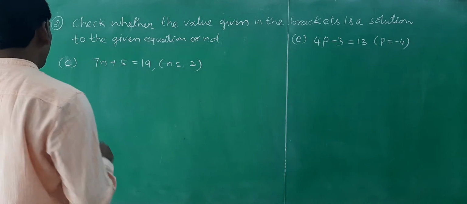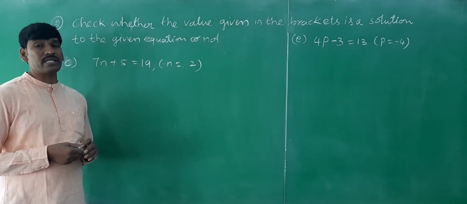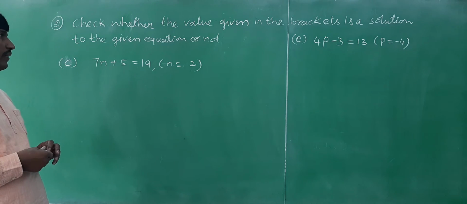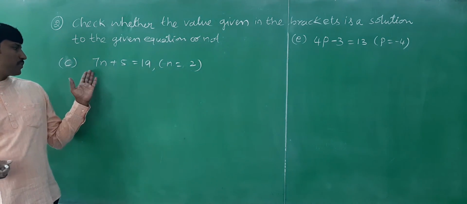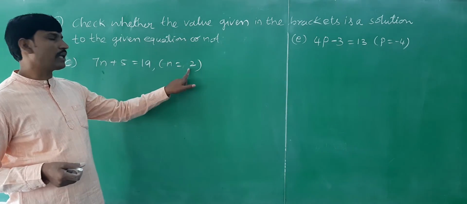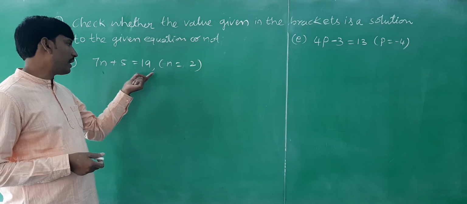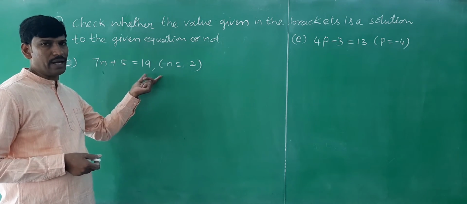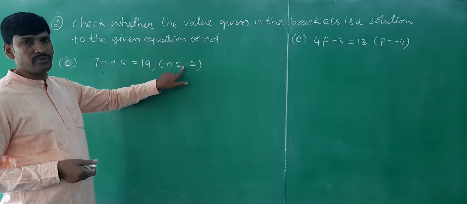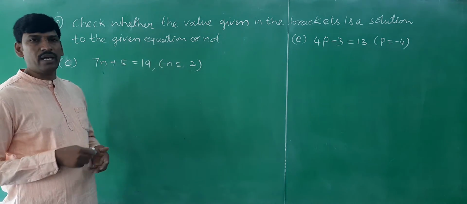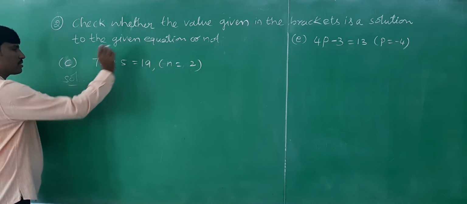Next, question number 2. Check whether the value given in the brackets is a solution to the given equation or not. So just now we discussed, we need to substitute the given value in the place of the variable and simplify the LHS, to see whether we get the same value as the right hand side or not. If both are equal, it is a solution of the equation. Otherwise, it is not a solution. Right, children?